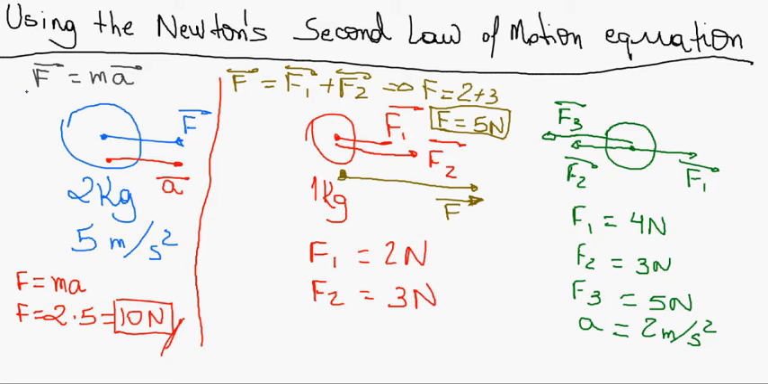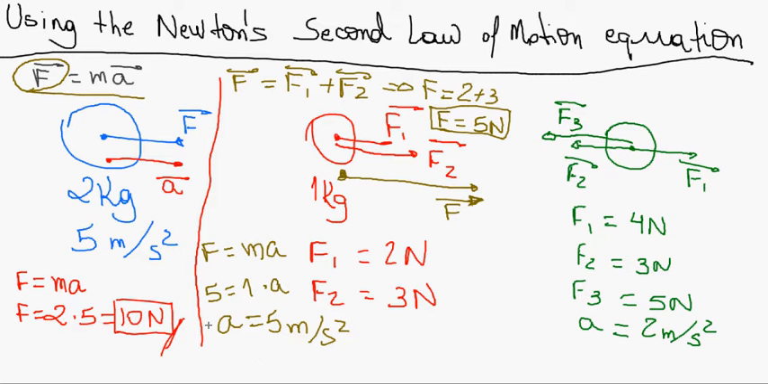This equation uses the net force, so we have to calculate the net force first. F is equal to mass times acceleration. So 5 is equal to mass, which is 1, times acceleration. Now we discover the acceleration: the acceleration is equal to 5 meters per second squared. And now let's solve our last example of this video.